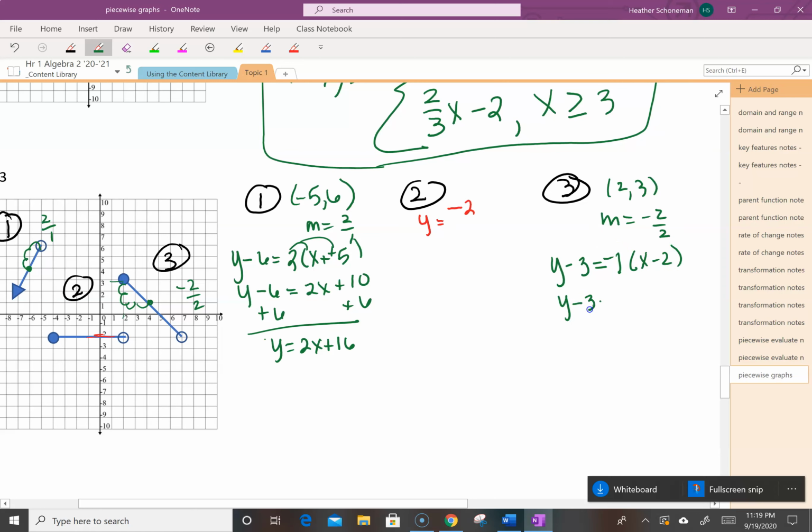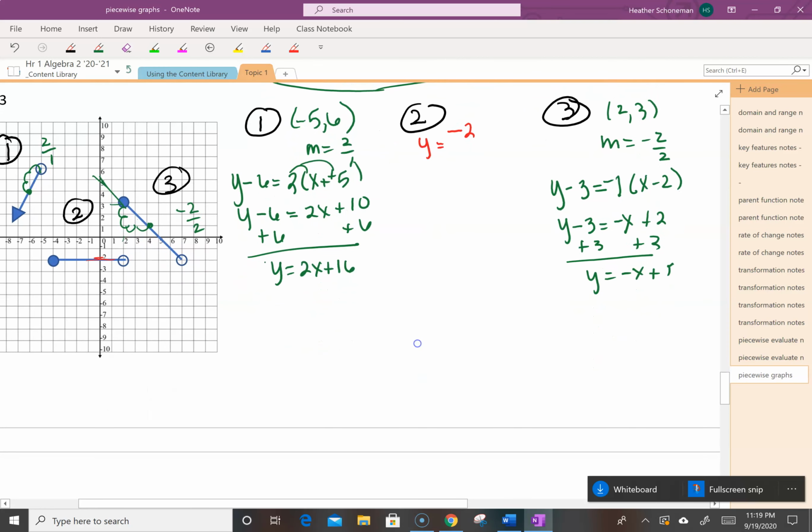So y minus 3, negative 1 times x is negative x. Negative 1 times negative 2 is positive 2. Add 3 to both sides. So I get y equals negative x plus 5. And if you extend that, yeah, that makes sense.